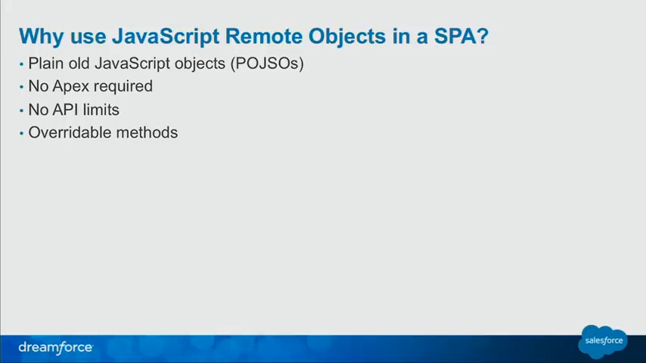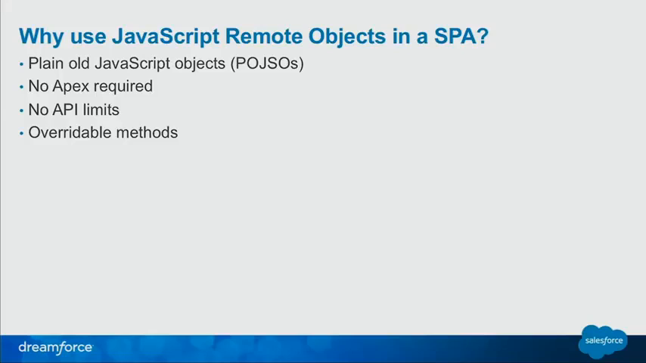So why use JavaScript remote objects in a single-page application? JavaScript remote objects creates proxy objects in your JavaScript code for you to access your custom and standard objects in Salesforce. So you don't have to write any Apex code to do any DML operations. You can perform that right on the client side inside JavaScript. This makes it so there's no Apex required. You can manipulate your data without writing a single line of Apex. There are also no API limits on your JavaScript remote object calls. Any method calls used within that framework don't count towards your API limits.